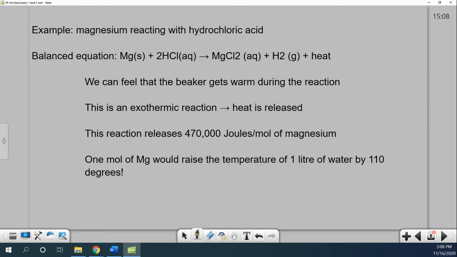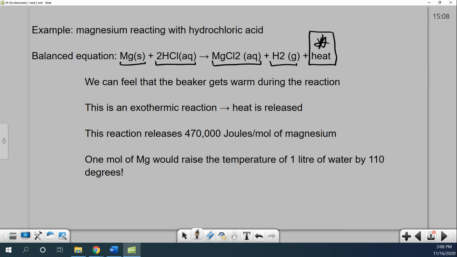So for example, magnesium reacting with hydrochloric acid. So if you put metal in acid, it fizzes a whole bunch. So I got a magnesium solid and 2 hydrochloric acid. So here's our balanced equation. Gives you magnesium chloride plus hydrogen gas plus heat. There's our new part. We've added heat.